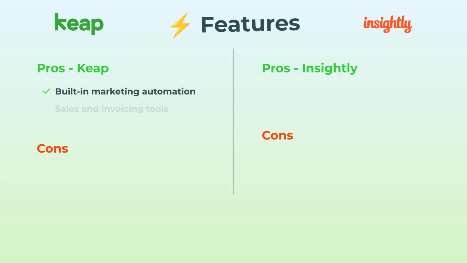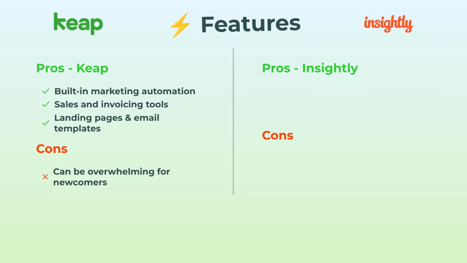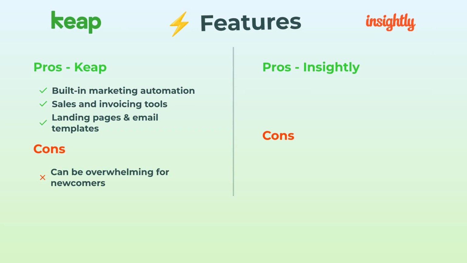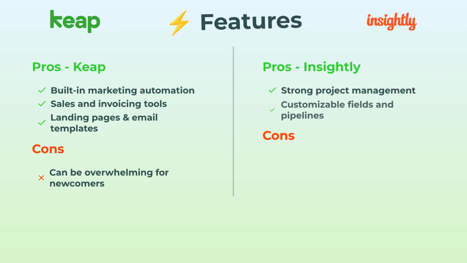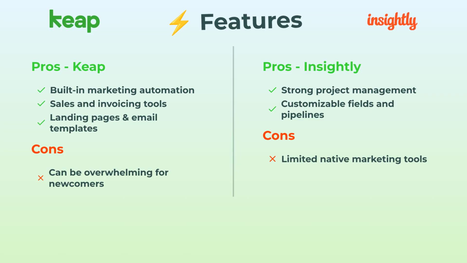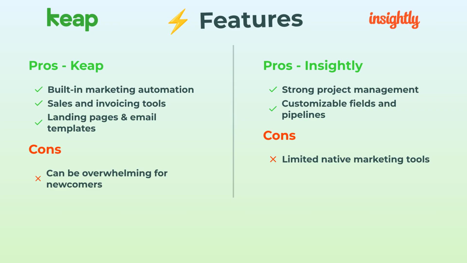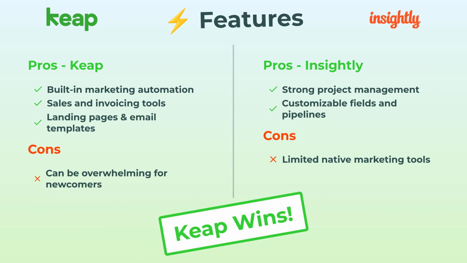Moving on to features, because, hey, what's a CRM if it can't do the flashy stuff? Keap is like, I'm your one-stop shop. You get built-in marketing automation, tons of templates, even invoicing. Super handy if you want everything bundled. It can feel a bit overwhelming that first time you log in, though. On the other hand, Insightly is super solid if you care more about project management. Think pipelines, customizable fields, and a focus on keeping everything organized. But if you want hardcore marketing tools, there's just less natively built in. Still, between the two, Keap really flexes its all-in-one muscles and takes the cake for features.